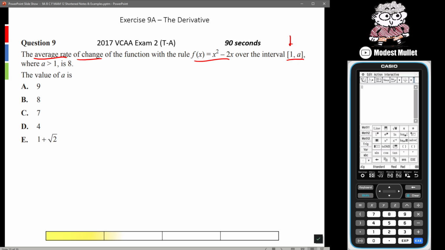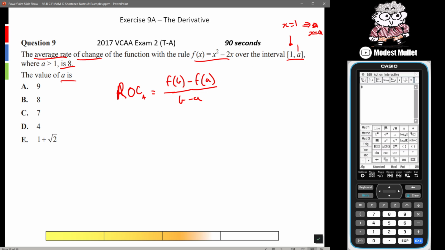So we're going from some point x is equal to 1, and we're going to some point x is equal to a, and we're told the average rate of change is 8, find the value of a. So average rate of change is equal to f of b take away f of a, divided by b take away a, where b and a are any placeholders.